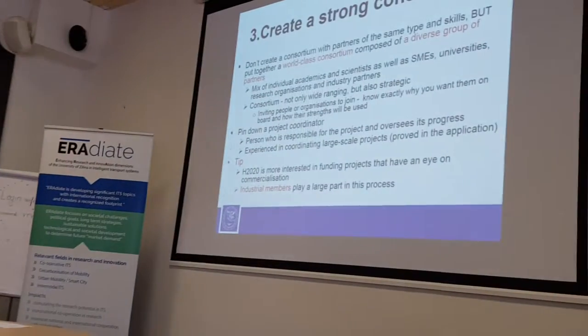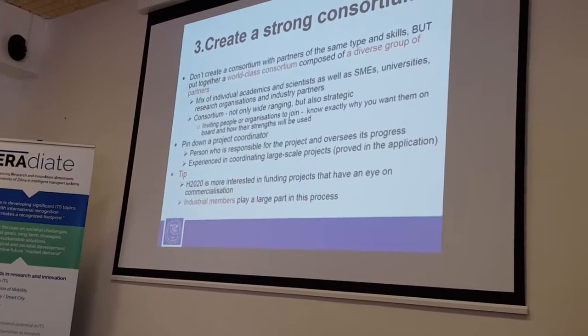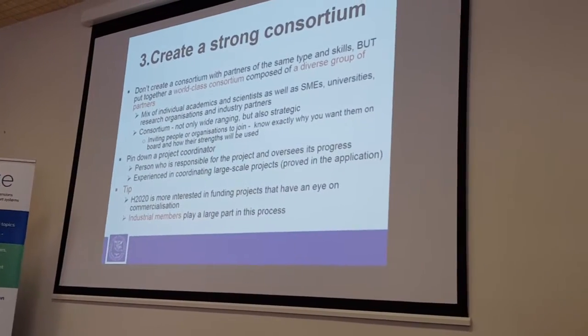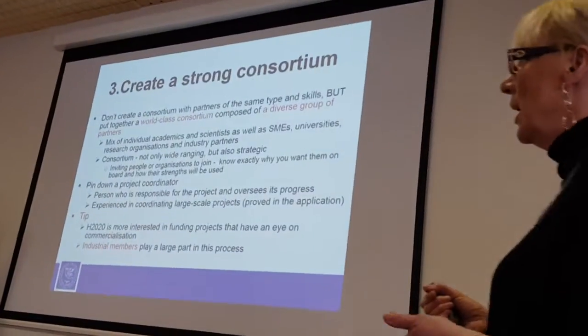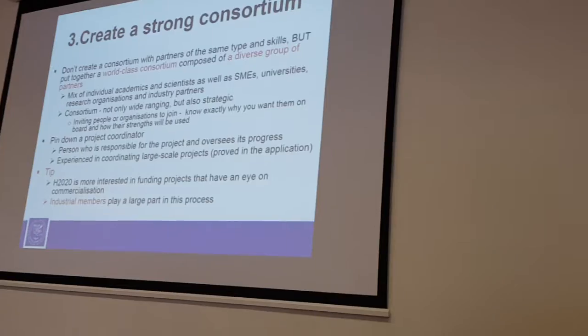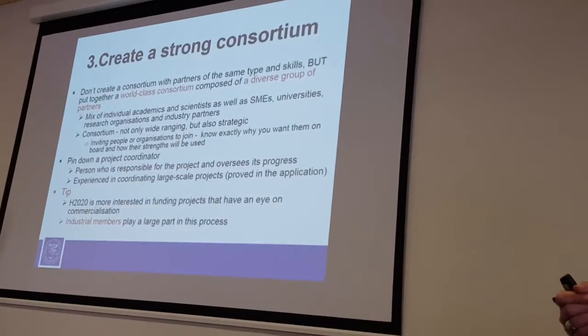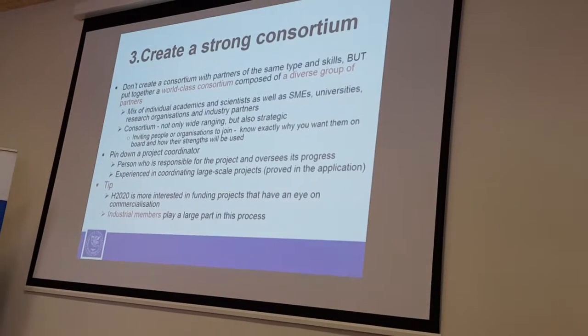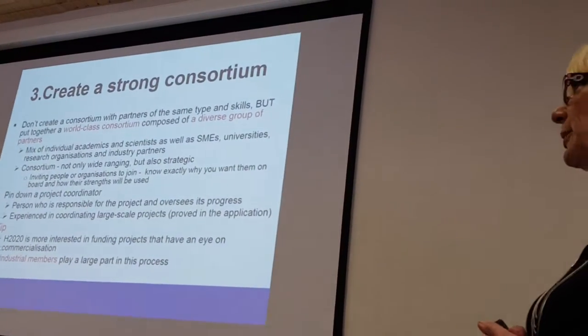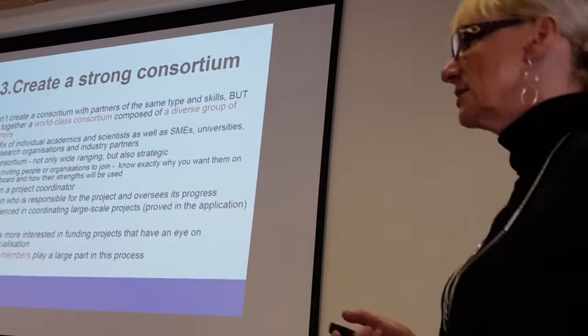Then another tip is Horizon 2020 is more interested in funding projects that have an eye on commercialization, so there is a clear commercial potential behind your project. So when you think about the product that has a potential to be commercialized, don't forget that industrial partners play a large part in this process.